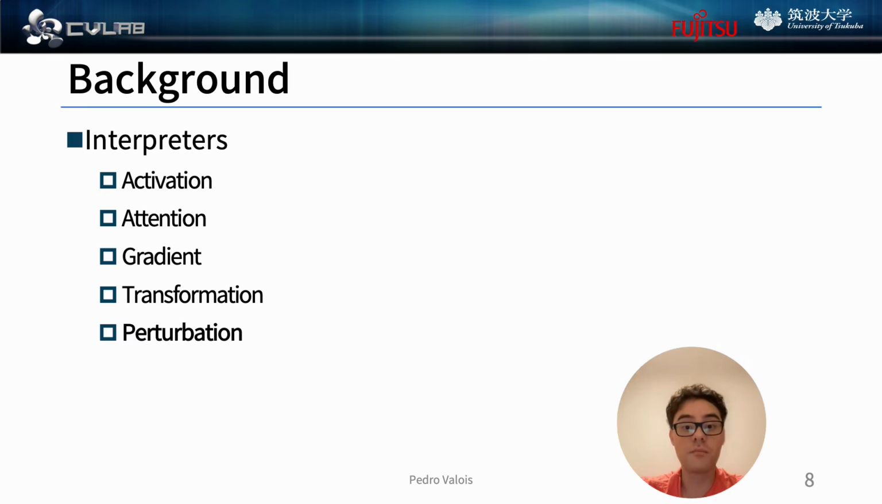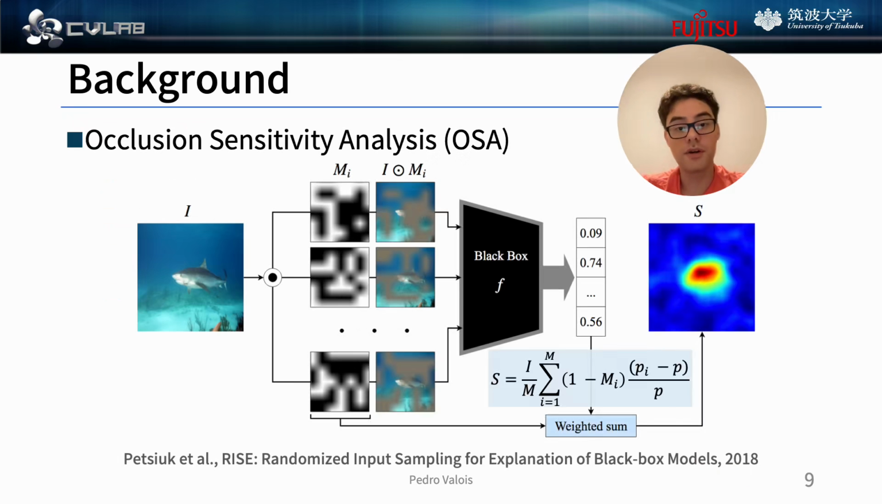In this field, there are multiple different interpreters, but our focus will be on perturbation-based ones. A common example of a perturbation-based interpreter is occlusion, also known as Occlusion Sensitivity Analysis, OSA. In this method, an image is input and multiple random noise masked versions are constructed. After selecting a label, we can use the variation of the model probability output as a proxy for the occluded region importance. Putting it all together, we can get an explanation heat map, which locates the most probable cause of the model prediction.